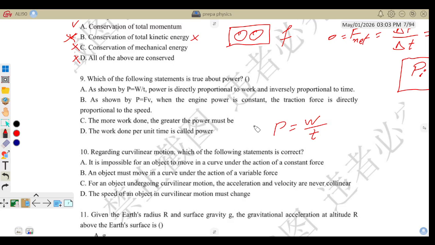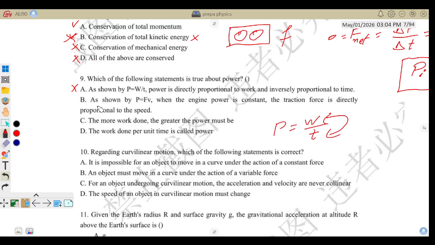The power is not proportional to the work because work and time are dependent. Actually, they are not independent, but dependent. That means the work is dependent on the time. What makes this formula not correct as a statement here? Power is directly proportional to work. This is not actually correct. Inversely proportional to time, and this is not correct either. So for A, we can now consider it as a good answer.